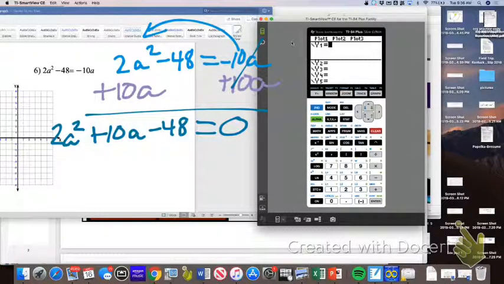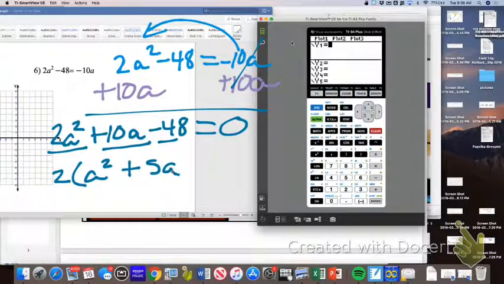So now that we've completed step 1, it's in standard form. Step 2 is find that GCF. Remember, what can I divide 2a squared, 10a, and 48 all by? 2, exactly. So we got 2 times a squared plus 5a minus 24.